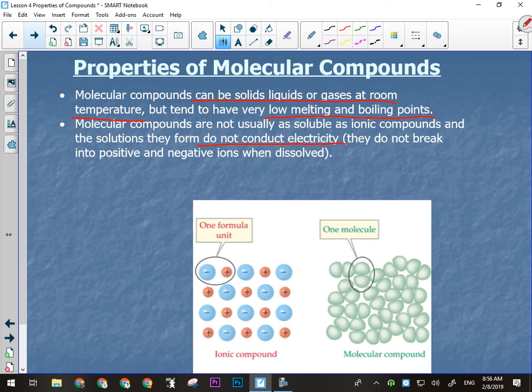Is it possible for one liquid to be soluble in another? Yes, absolutely. It's also possible for one liquid to not be soluble in another. If I pour oil into water, they separate. Oil's not soluble in water. But if I pour alcohol into water, will that dissolve? Yeah. Alcohol is soluble in water.